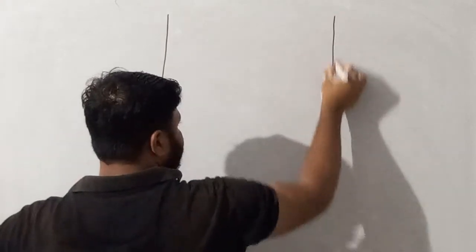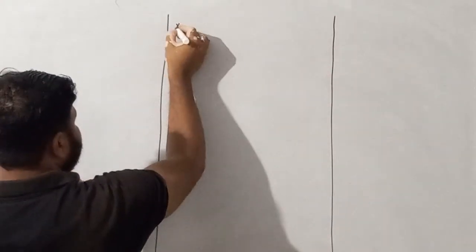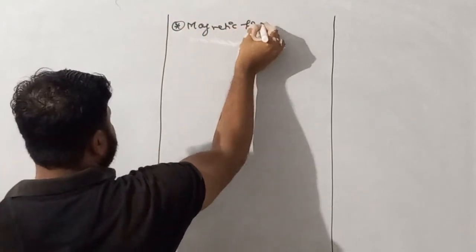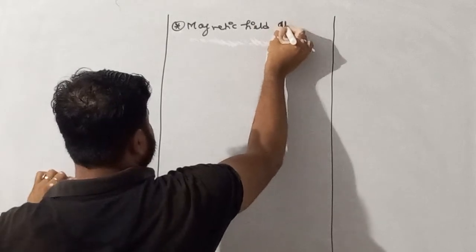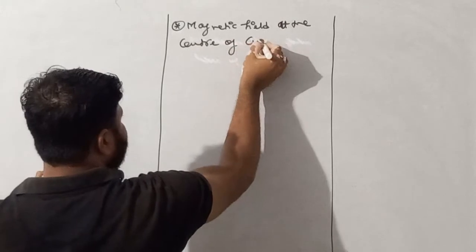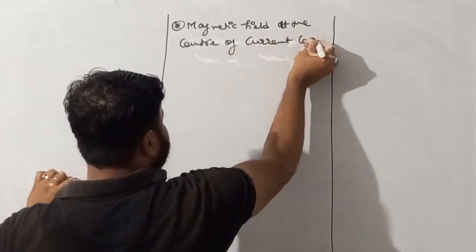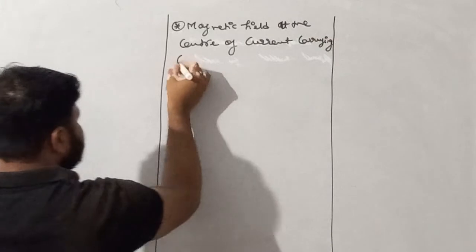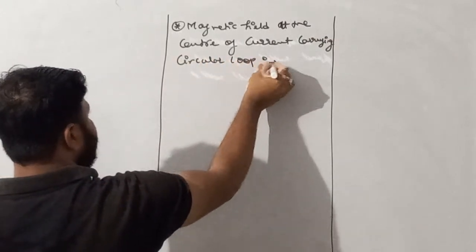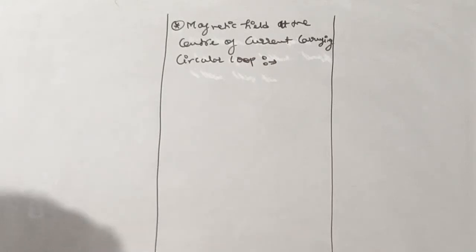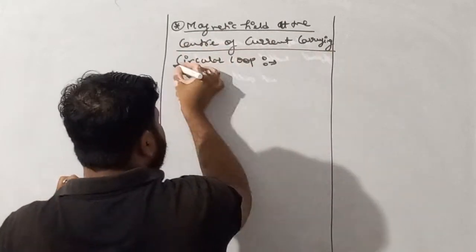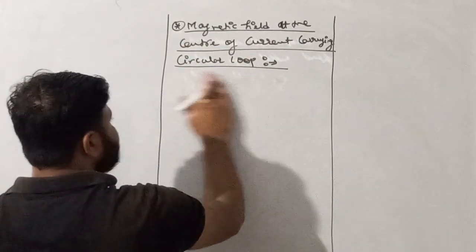I am writing the topic. It is magnetic field at the center of current carrying circular loop.